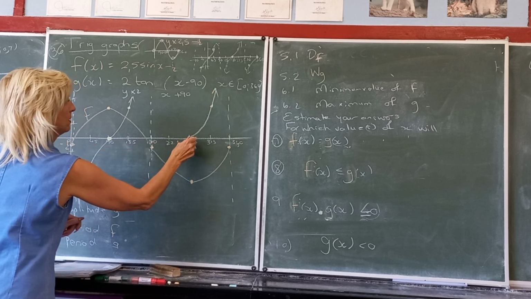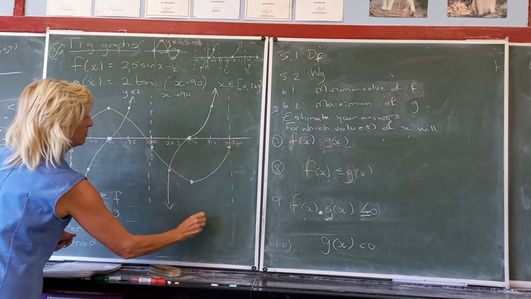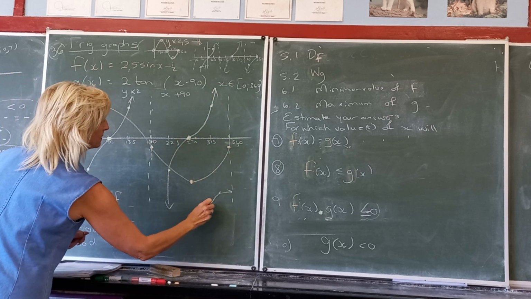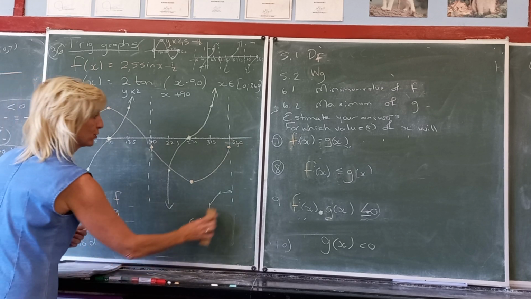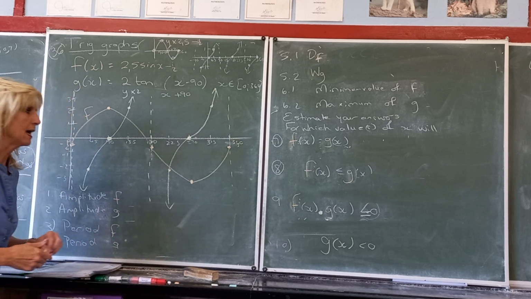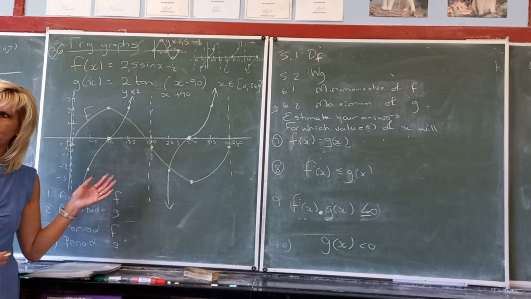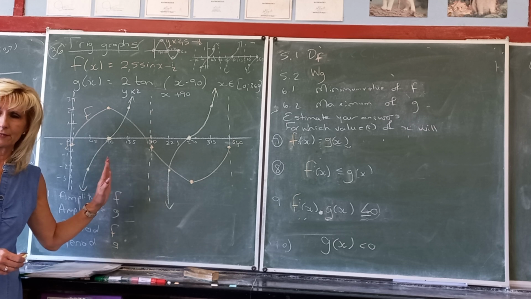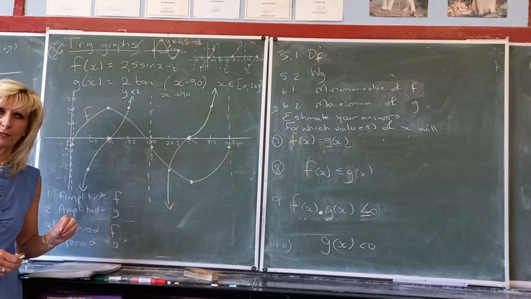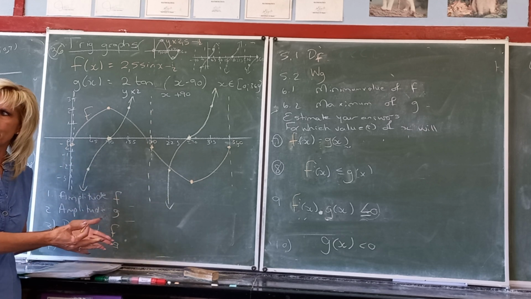Curving up, curving down. Don't make horrible things like that. That's not a tan graph. Make sure you've got the curves right. Okay, that's it. How many marks? 6, maybe even 8. Make sure you've got the pattern correct, because now everything follows up on that.